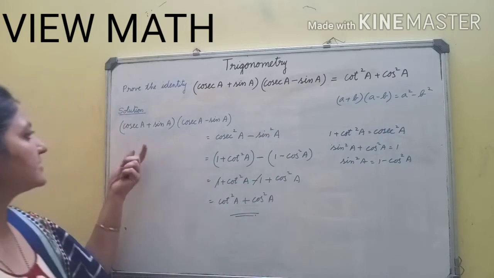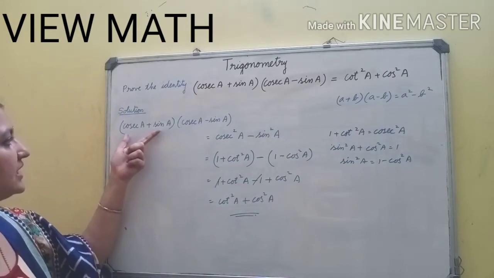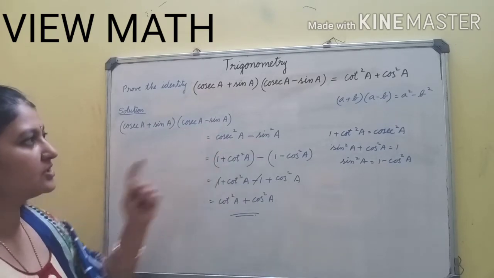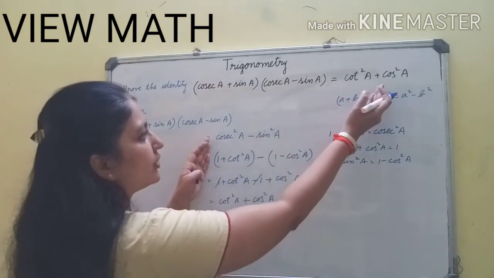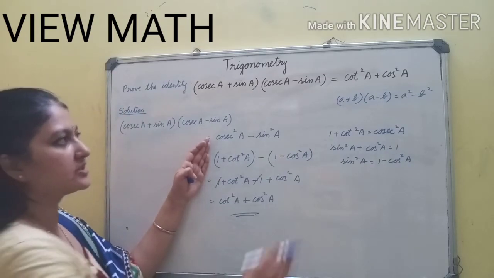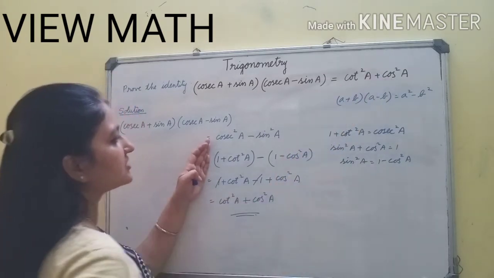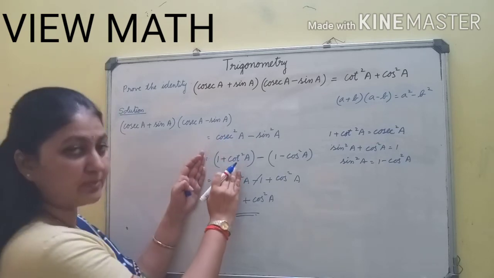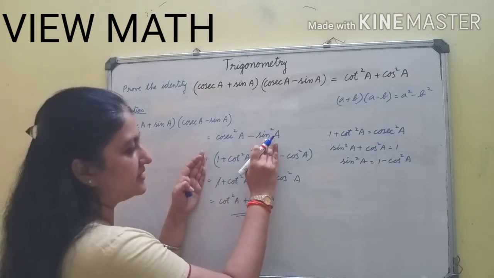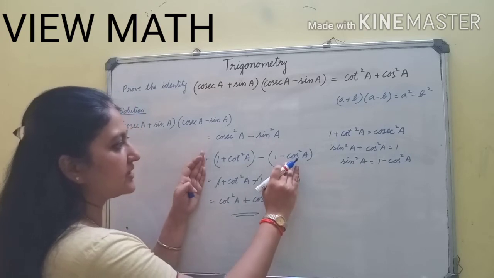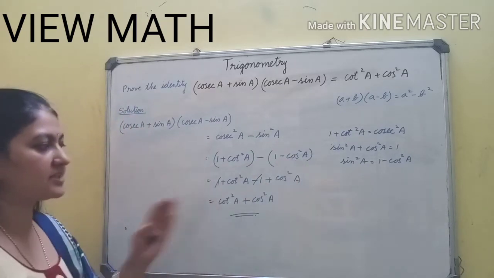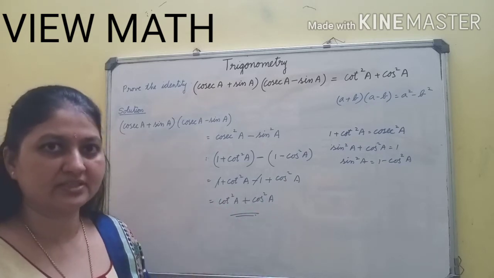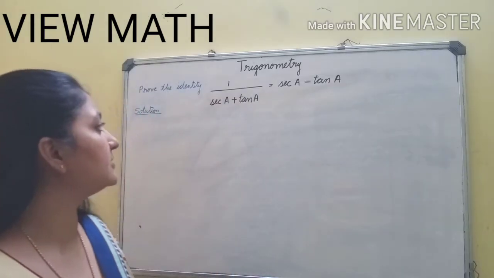See how simple it is. Just one formula I am using. This is nothing but A plus B, A minus B. Now I have to see in what form they are asking us to prove. So they are asking us to prove in cot and cos. So I am going to use a formula for cosecant, which is nothing but 1 plus cot square A, and for sine, which is 1 minus cos square A. Again I am simplifying it, and I am able to get cot square A plus cos square A. Yes. Now let's move on to the next problem.